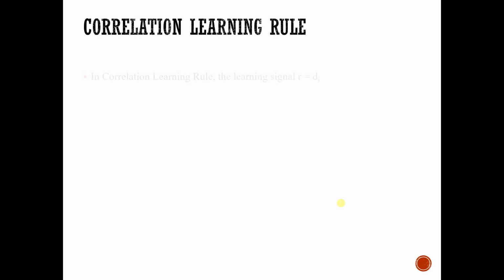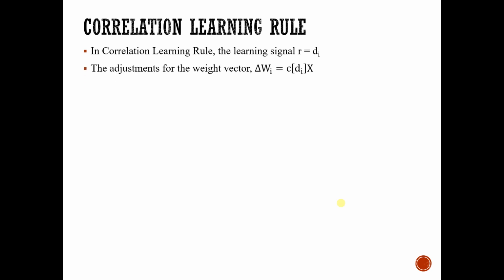Next, we move on to the correlation learning rule. In the correlation learning rule, the learning signal r is nothing but the desired response d_i. Previously, we would take the difference between the desired response and the actual response, d_i minus o_i. But here, the actual response is not taken into consideration at all. Only the desired response is taken into consideration. So the learning signal is directly r equal to d_i.